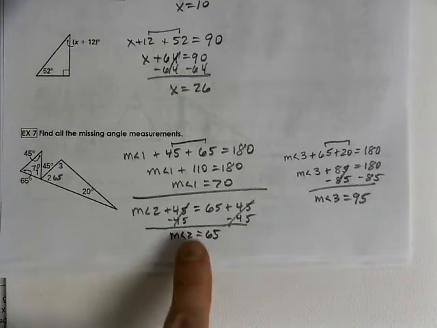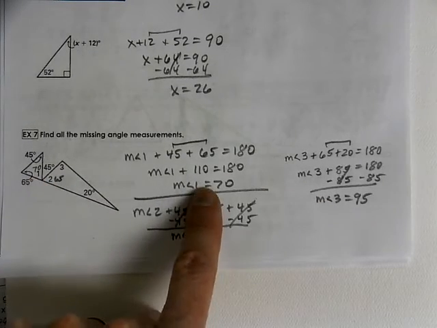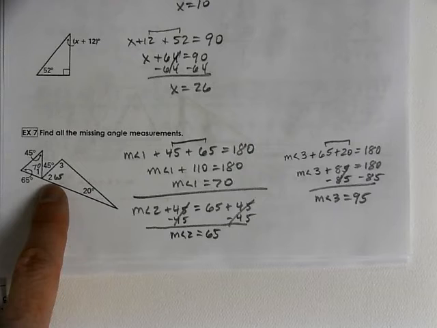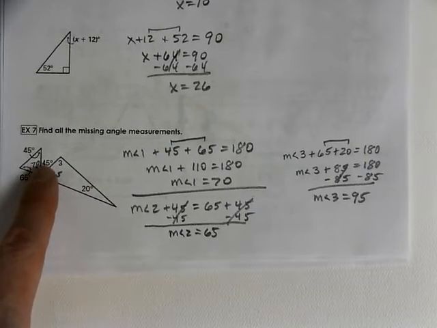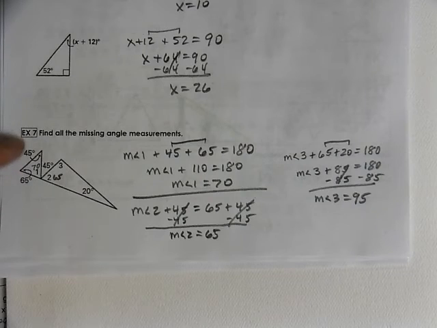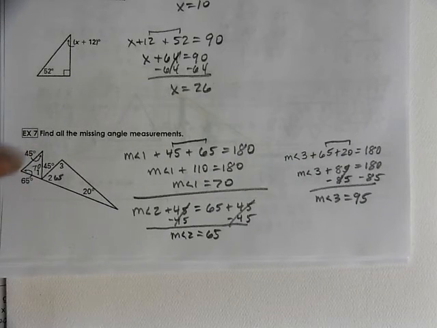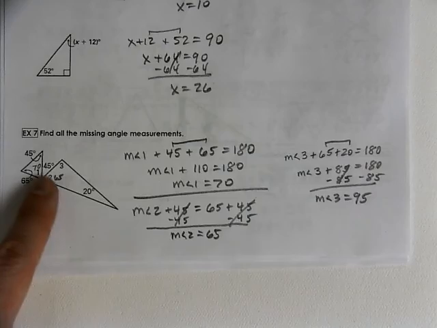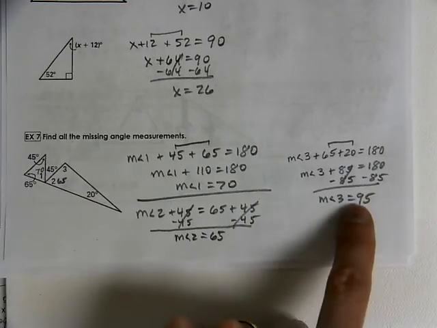We can see I worked through some of the problem here that angle 1 is 70. Angle 2 would be 65 because 65 and the 45 add up to be your exterior, the non-adjacent exterior angles. Actually, they're interior. And then the three angles add up to be 180.